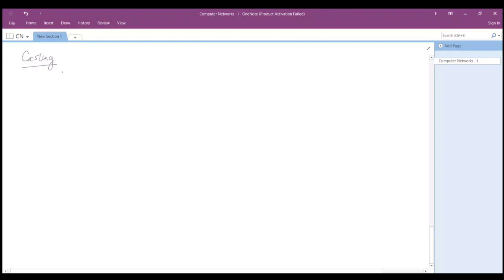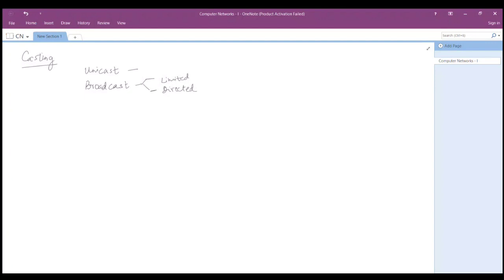If we talk about casting, there are two types of casting. One is known as unicast, and another is known as broadcast. Broadcast is further divided into two parts. One is known as limited broadcasting, and another is known as directed broadcasting. So these are the three differences: unicast, limited broadcast, and directed broadcast. These are the three things we'll be focusing on.